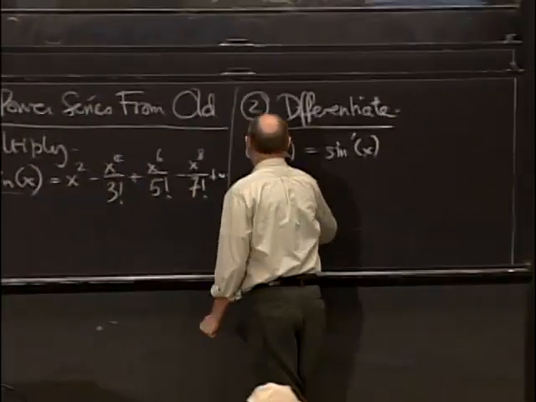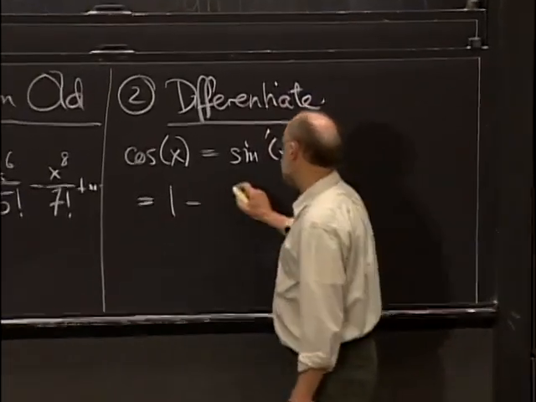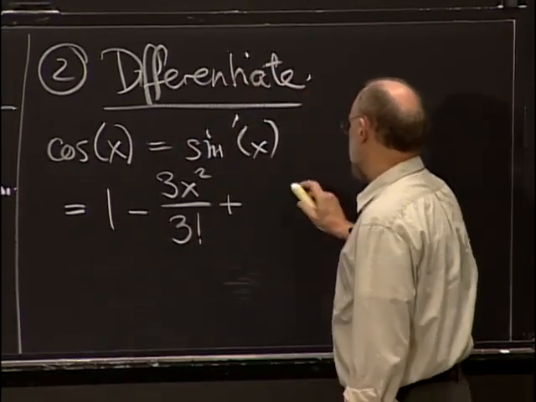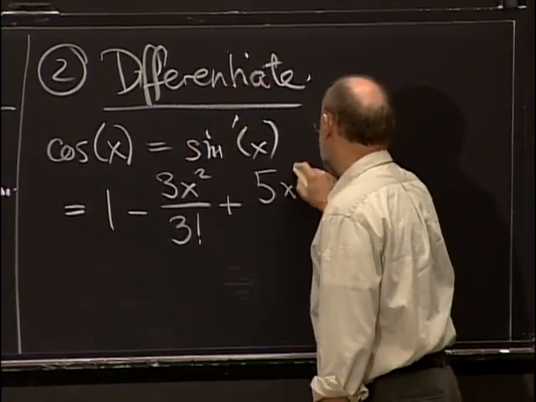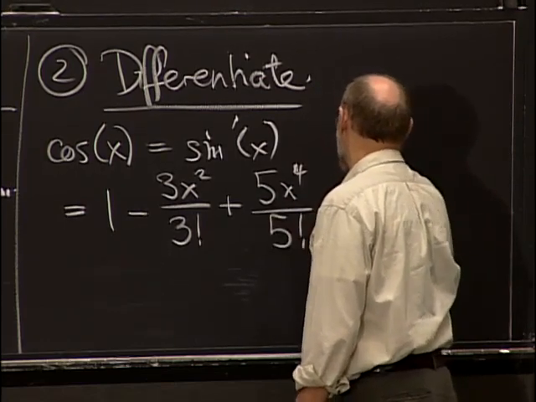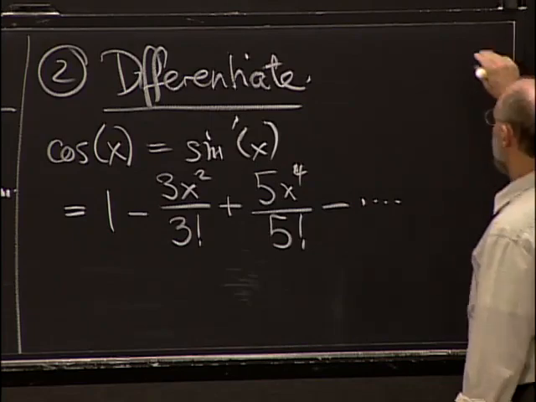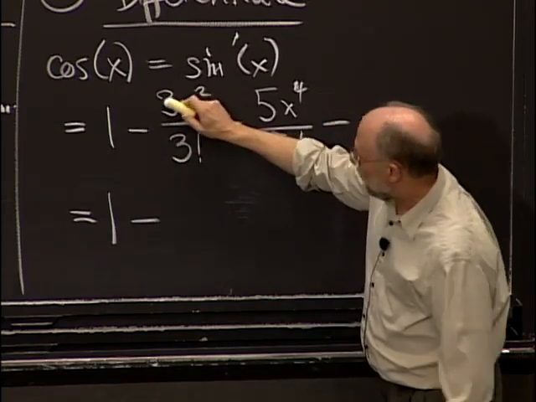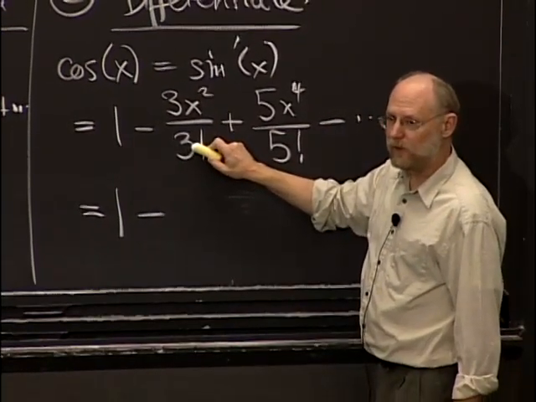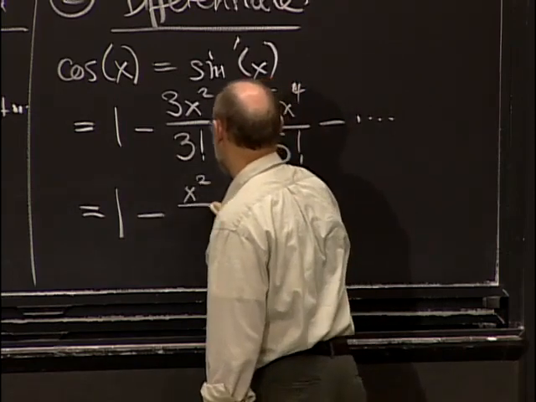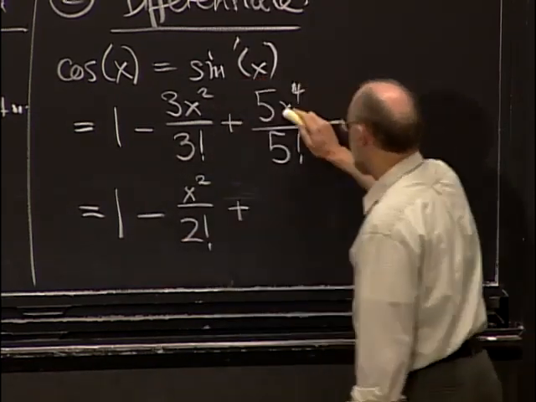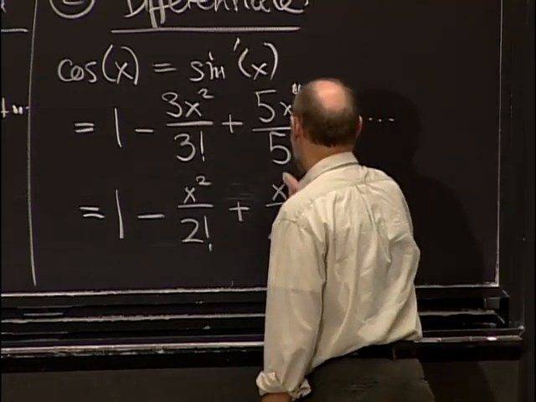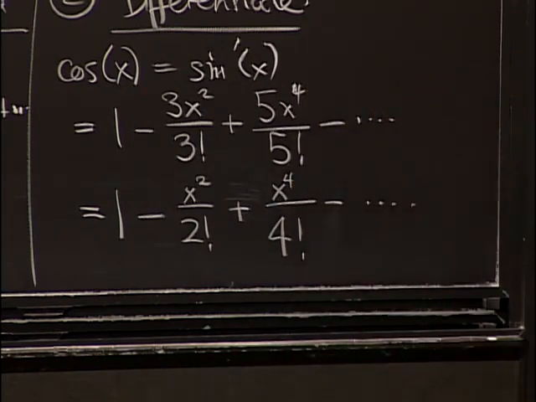So let's see, the derivative of x is 1. Now, the derivative of x cubed is 3x squared, and then there's a 3 factorial in the denominator. And the derivative of x to the 5th is 5x to the 4th, and there's a 5 factorial in the denominator, and so on and so on. And now some cancellation happens. So this is 1 minus, well, the 3 cancels with the last factor in this 3 factorial and leaves you with 2 factorial. And the 5 cancels with the last factor in the 5 factorial and leaves you with a 4 factorial in the denominator. And so there you go.